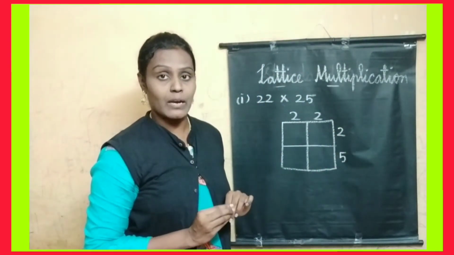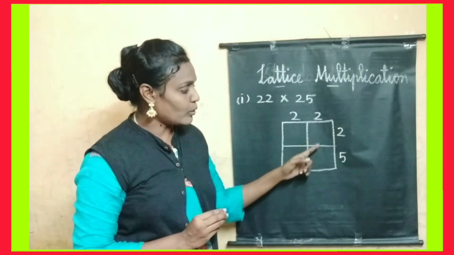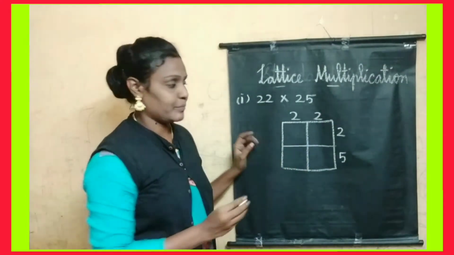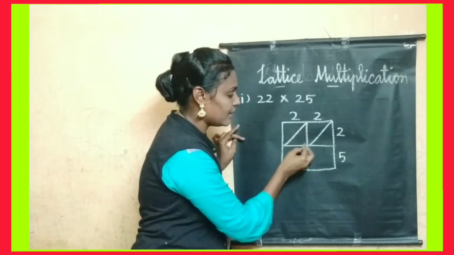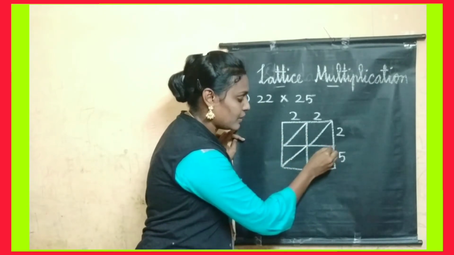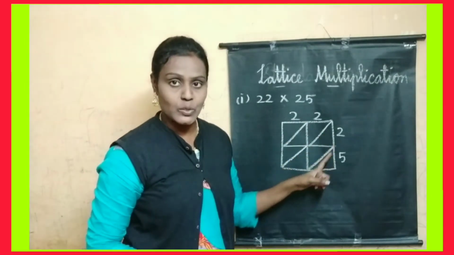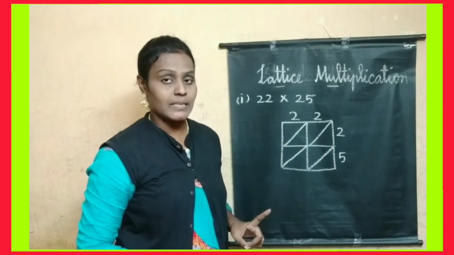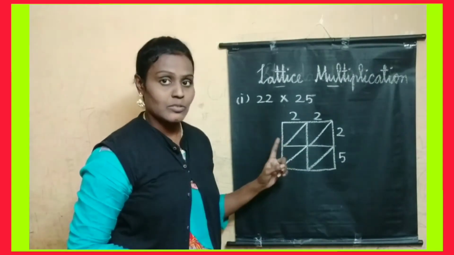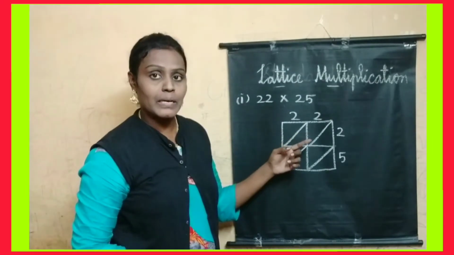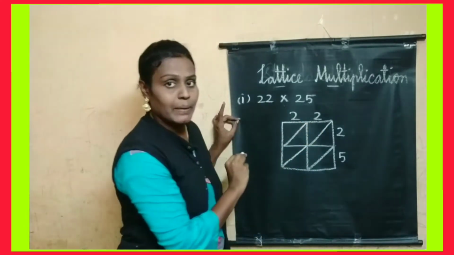Next step, we have to draw diagonals. Children, next we have to draw a diagonal for each square. This square's diagonal, this square's diagonal, this square's diagonal, and then this square's diagonal. Okay, first we have to draw squares according to the digits. Next we have to draw diagonals for each square. After that we have to multiply. We have to multiply the number on the side with the numbers on top.